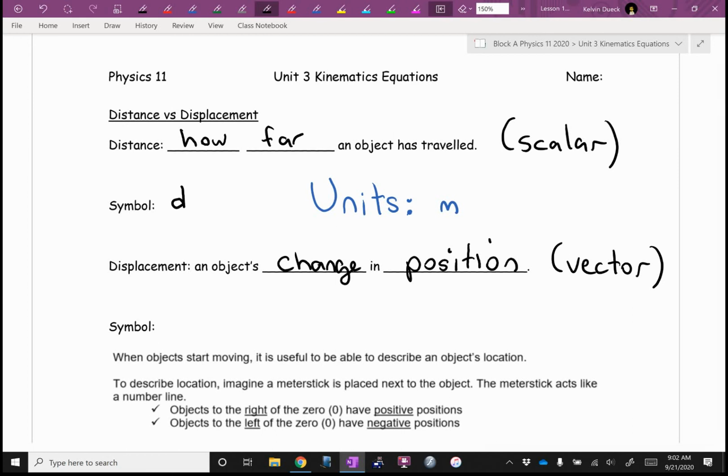Symbol, don't write this next bit down. Should be an S with a vector sign over it, but we hate that. Many textbooks in university will use an X with a vector symbol over it, but for me, I'm going to use D with a vector symbol over it. Its units are also meters. Pause the video for a second.